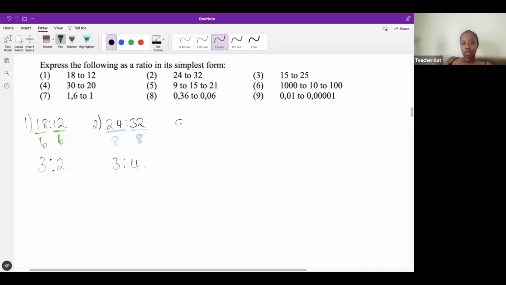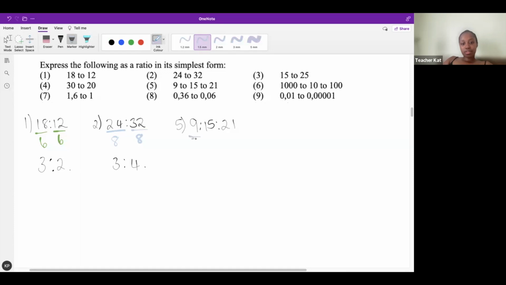Okay, I want us to do number 5. Let's do number 5. 9 to 15 to 21. Now you have to find a number that goes into all three. So what would you say is a common factor between 9 and 15 and 21? It's 3. Nice. That is a common factor.